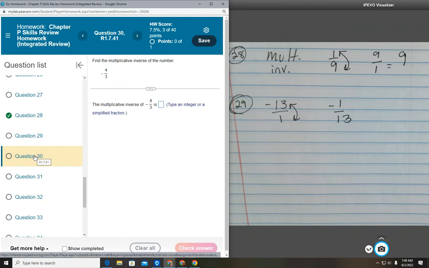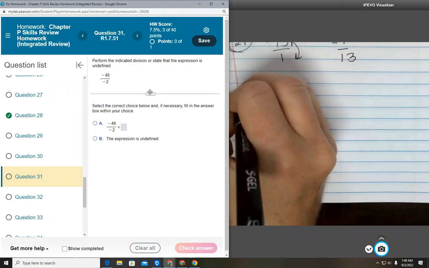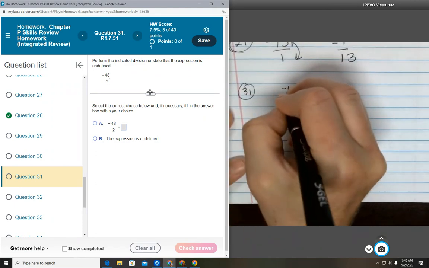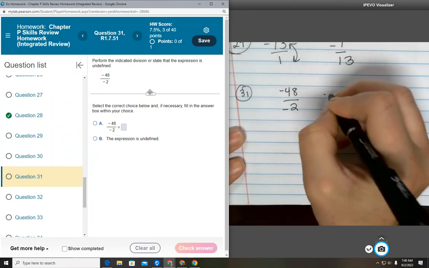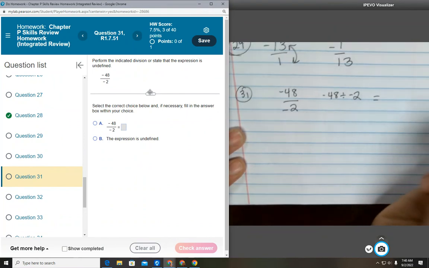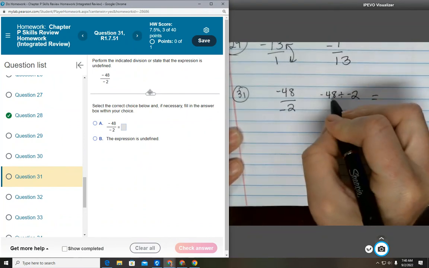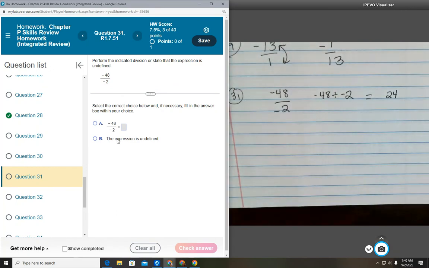Same thing. It'd be negative 3 over 4. Perform the indicated division or state the expression is undefined. So number 31, negative 48 over 2 over negative 2. So you do negative 48 divided by negative 2, which gives us, what's half of 48? 24. They're the same signs, so it equals 24.